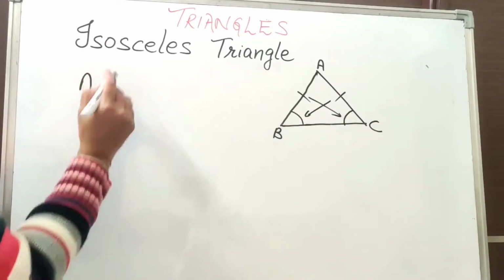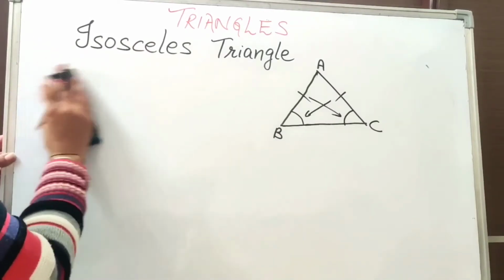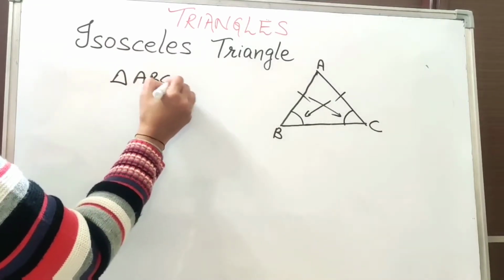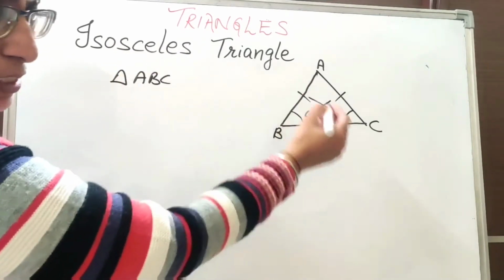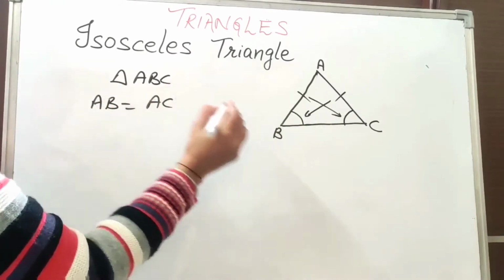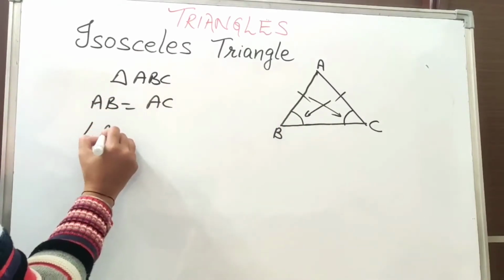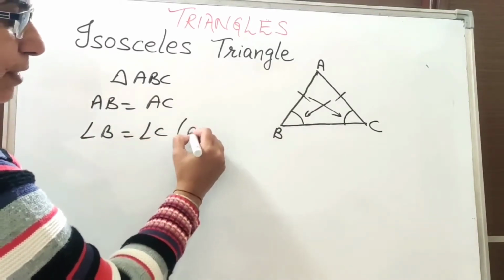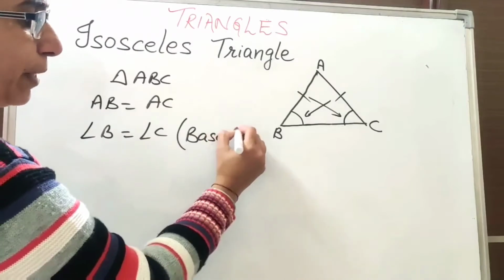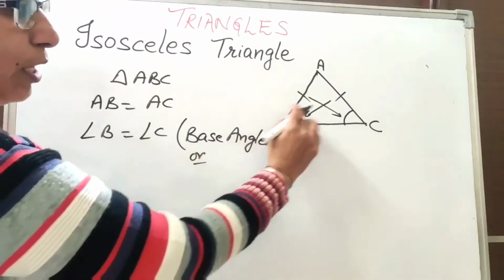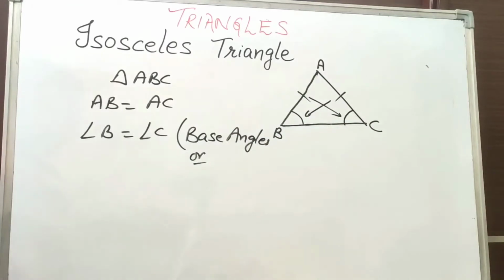So how to write? First of all, we will write the name of the triangle, that is important: triangle ABC. Then we will mention which sides are equal: AB is equal to AC. Then we will write that angle B is equal to angle C. The reason is base angles. You can write base angles, or you can write angles opposite to equal sides are also equal.